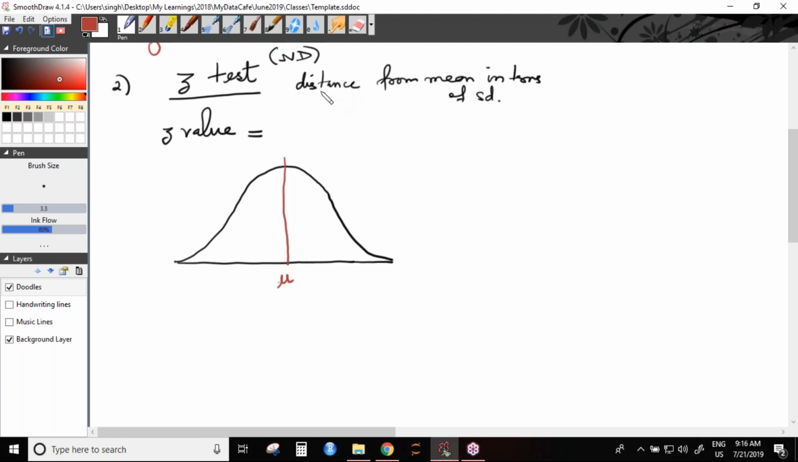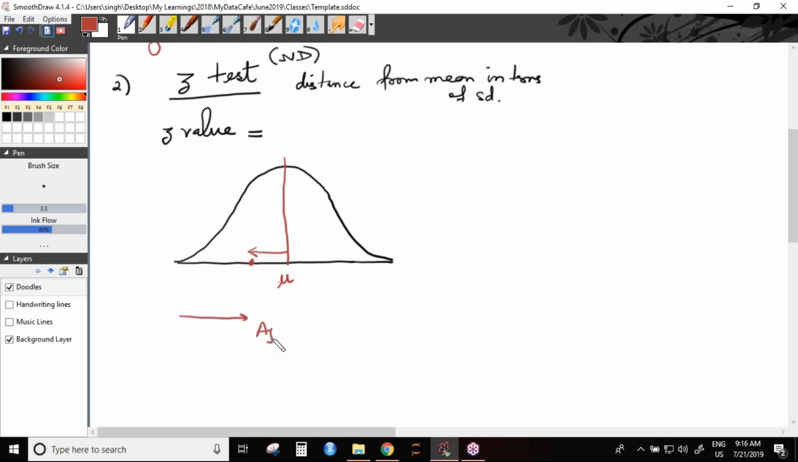Now we have to calculate the distance from the average. Let's say I have a point here. So we have to calculate the distance from average. So I'll calculate this, the distance of this point from the average. Okay, so the distance is here. This is the distance. Okay, now this will be the distance in whatever unit.